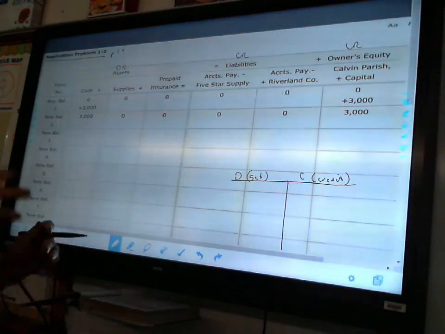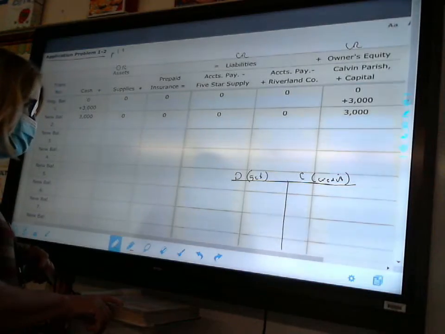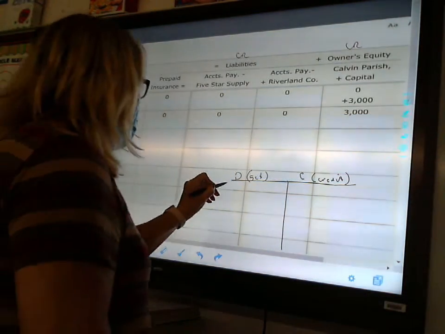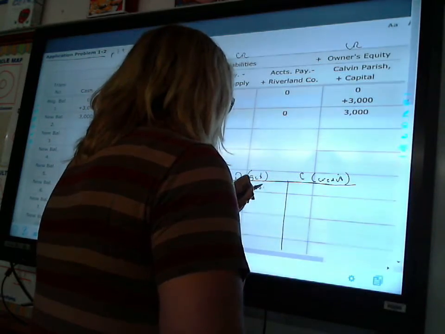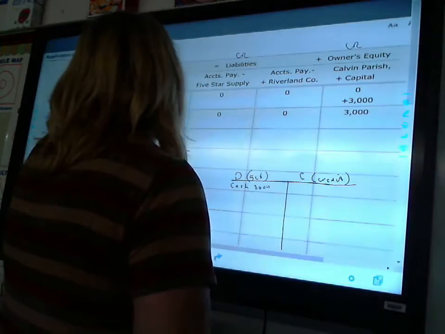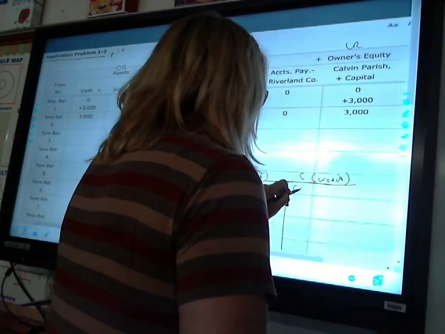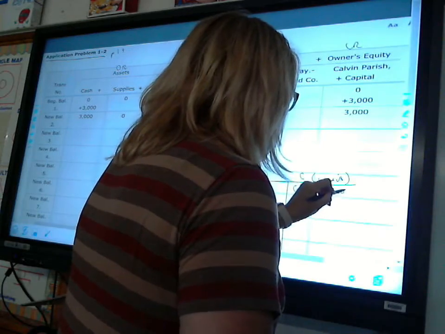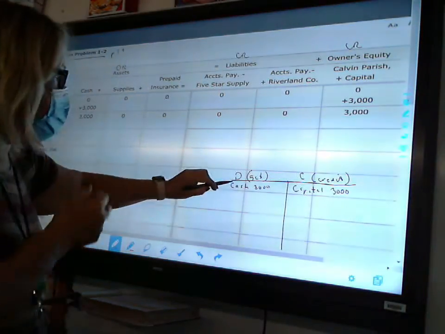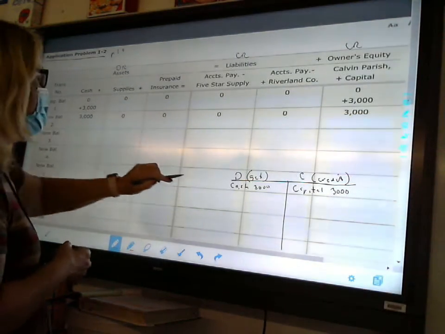Okay, we're just going to start talking about the transactions. Received cash from owner as an investment. We got cash, $3,000. We gave capital, and here are the only accounts that you're able to use for this problem.